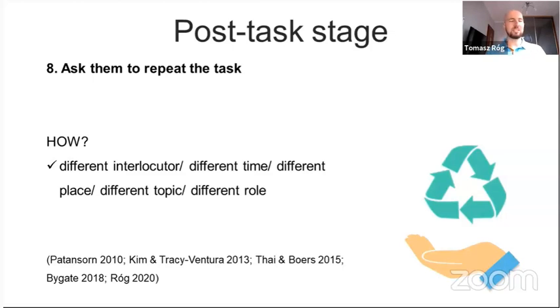For example, as you can see in my ideas here, with a different interlocutor, with a different learner. You can shorten the time of their speech, or you can lengthen the time they perform the task, at a different place in the classroom, different topics. So the procedure of the task stays the same, but you change the topic. You can assign them a different role. For example, repeat the task, but now you're a famous footballer, or now you're a famous politician, and so on, even in a different modality. If you did it as an oral task, now you can write it down.